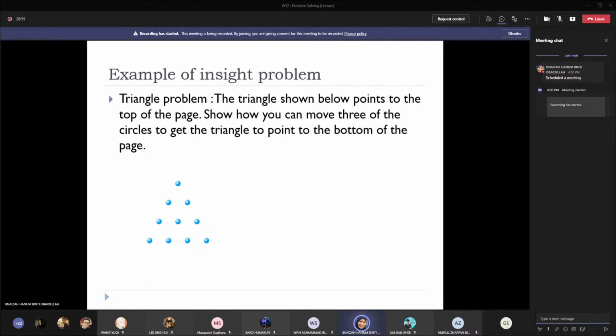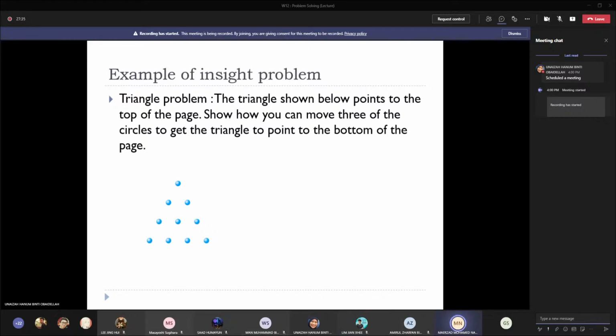It says over here, the triangle shown below points to the top of the page. Now, you have to tell me how you can move 3 circles to get the triangle to point to the bottom of the page. Can you tell me which points we have to move to get the triangle to point to the bottom of the page from what we have over here? Let's say I name them 1, 2, 3, 4, 5, 6, 7, 8, 9, 10. So we've got 10 points. Which points do we have to move? Do you have an idea?